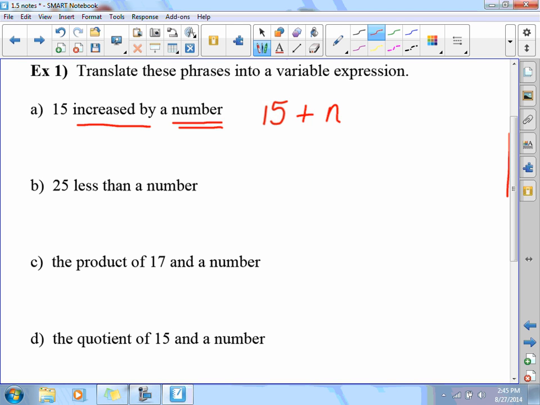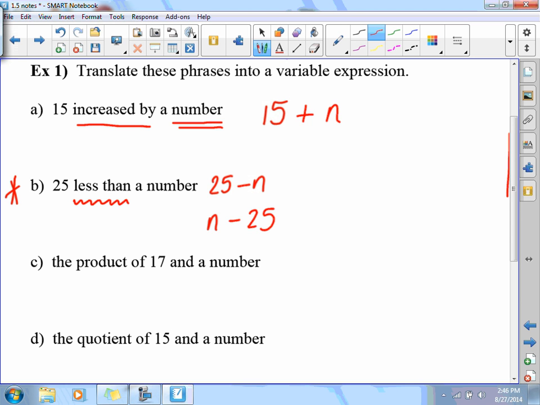So for part B, I have 25 less than. Uh-oh. There's less than. This is a super duper special one. Okay? Order is going to matter here because less than is for subtraction. So you have to think, okay, do I want 25 minus a number? Or do I want a number minus 25? And this is a common one that students confuse all the time.